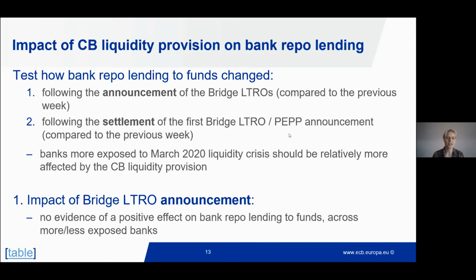So first question is, what was the impact of the bridge LTRO announcement on March 12th? And the short answer is, well, nothing much happened. We find no evidence of a positive effect on bank repo lending to funds across our more or less exposed banks, regardless of the cross-sectional split that we employ. So basically, the pure announcement that these operations will take place had no effect on bank repo lending to funds.